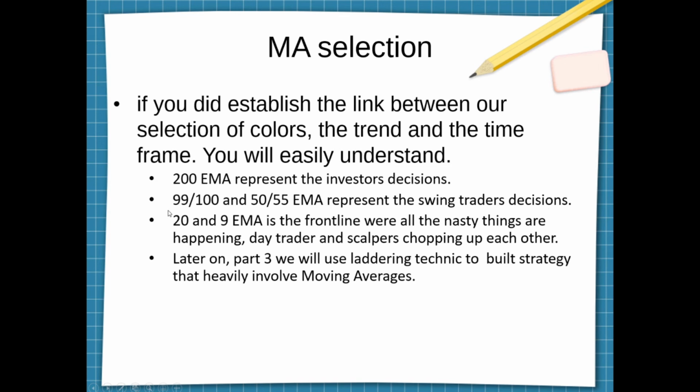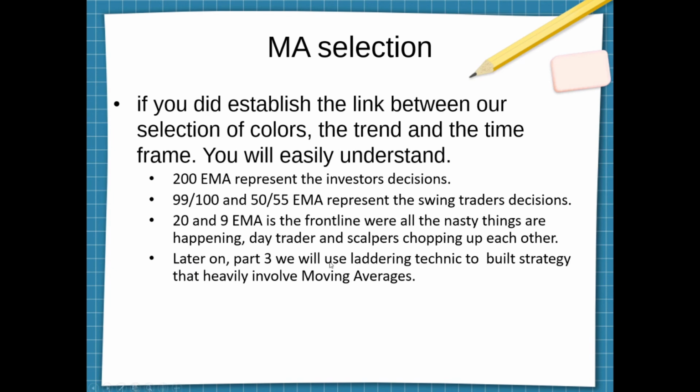These moving averages are extremely important for swingers, and we're probably gonna have to go over this too. And then the 20 and 9 is the front line, where all the nasty things are happening. Day traders, scalpers, chopping up each other. So I place them just to have an idea, but I don't really use them exactly.